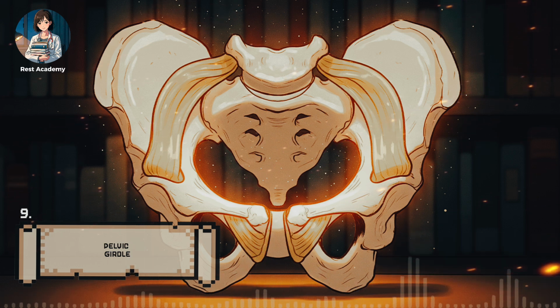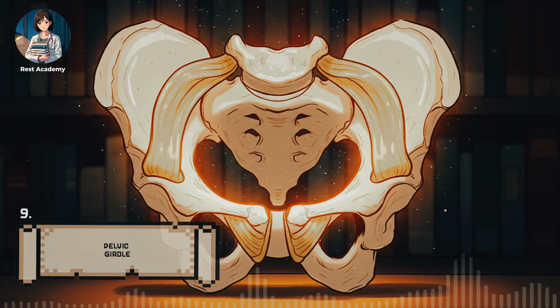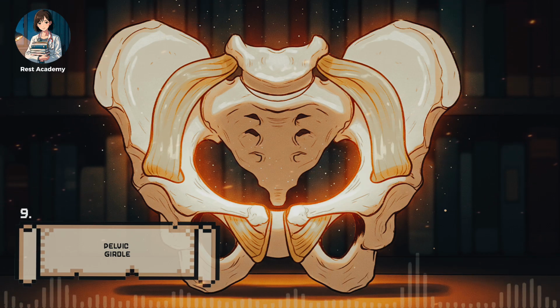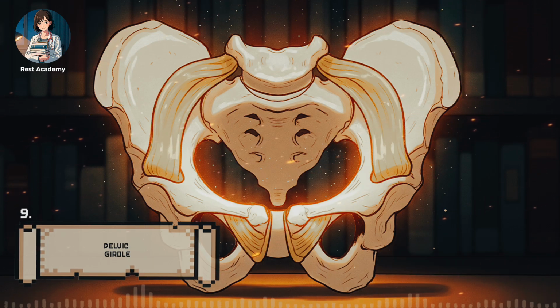The sacrotuberous and sacrospinous ligaments also sculpt exits. By running from sacrum to ischial tuberosity, sacrotuberous, and sacrum to ischial spine, sacrospinous, they transform the greater sciatic notch into the greater sciatic foramen and the lesser notch into the lesser sciatic foramen. Muscles and neurovascular bundles use these gates predictably. Piriformis leaves the pelvis through the greater sciatic foramen to the gluteal region. Superior and inferior gluteal vessels and nerves pass above and below piriformis respectively.